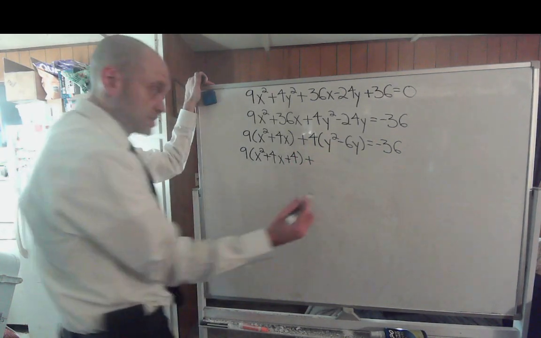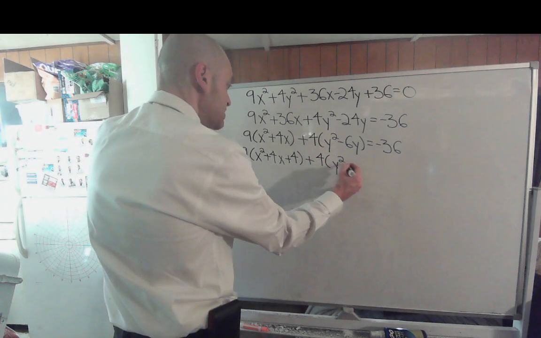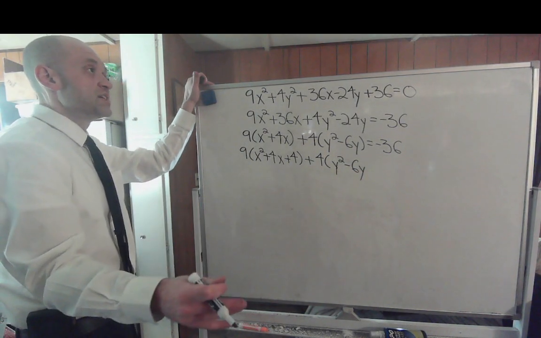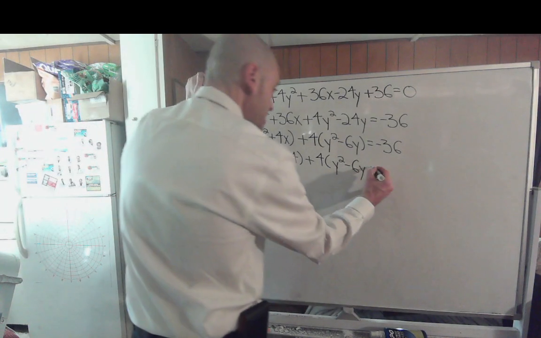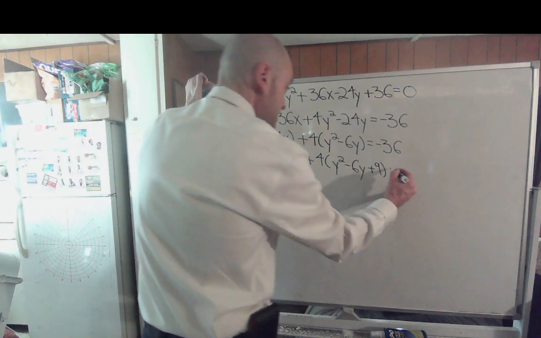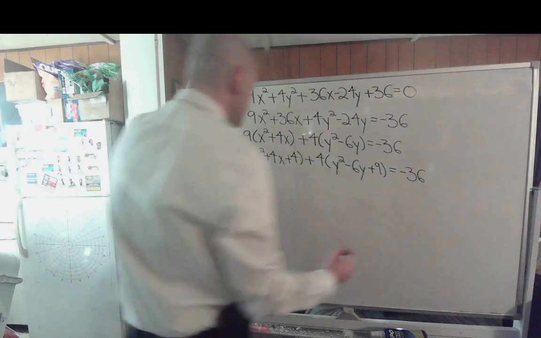Plus, now let's do it with the y. You'll have your 4 outside those parentheses, so y squared minus 6y. Half of negative 6 is negative 3. You square that, you get positive 9. So that's going to equal your right-hand side of negative 36.